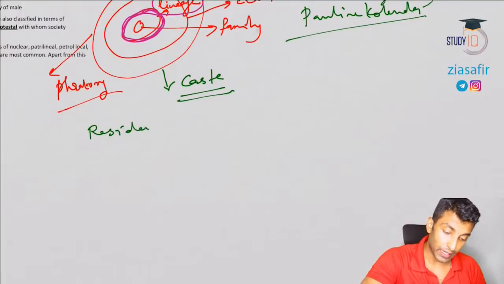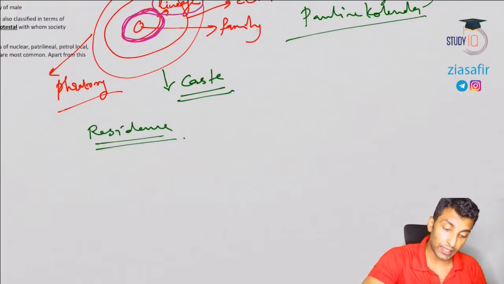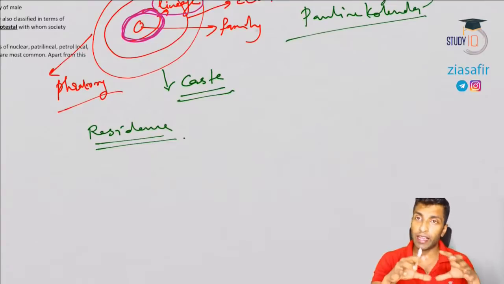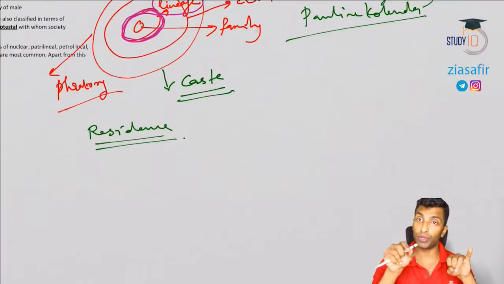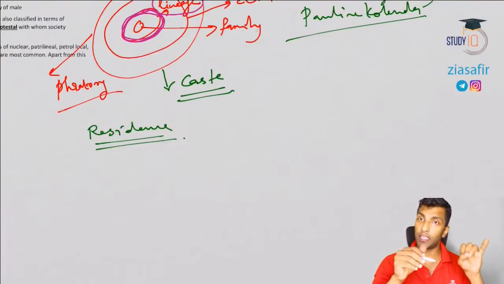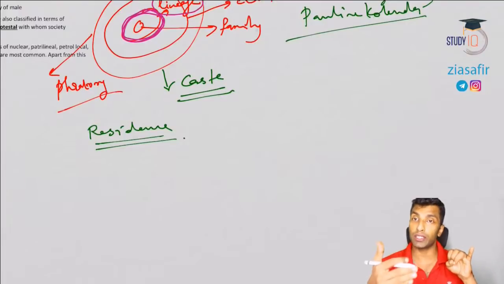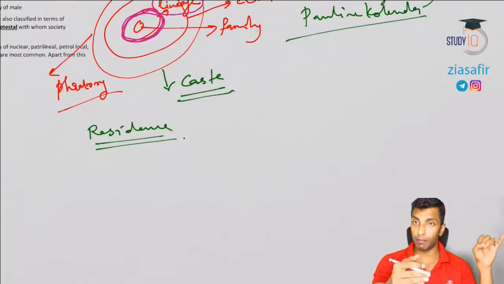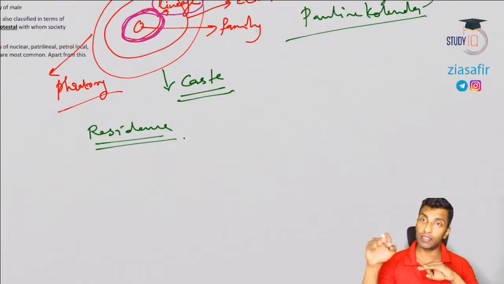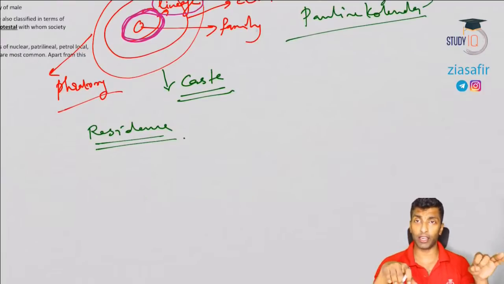On the basis of residence, this is again very important. Residence means where the couple stays after the marriage. Once the marriage is done, where do you stay? If you stay at the husband's place, in a patriarchal society, that is what you call patrilocal. Local means where you stay. So patrilocal if it is the male side, matrilocal if it is the female side. If it is the groom's house, it is patrilocal. If it is the bride's side, it is matrilocal.